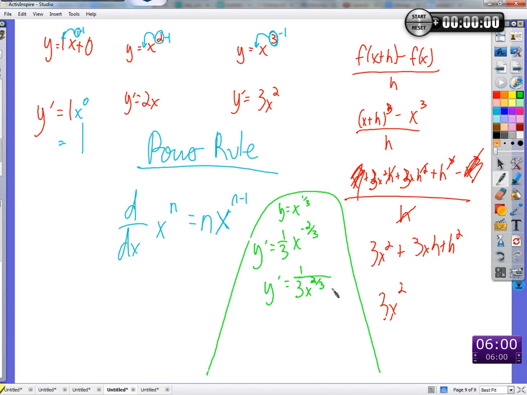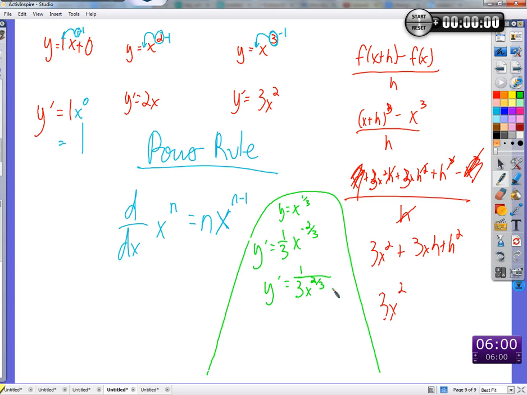Okay? So, if we want to know if this is differentiable at 0, well then the derivative would have to be defined at 0. Let's look at the derivative. Is the derivative defined at 0? No. How do we find the derivative at a certain point?